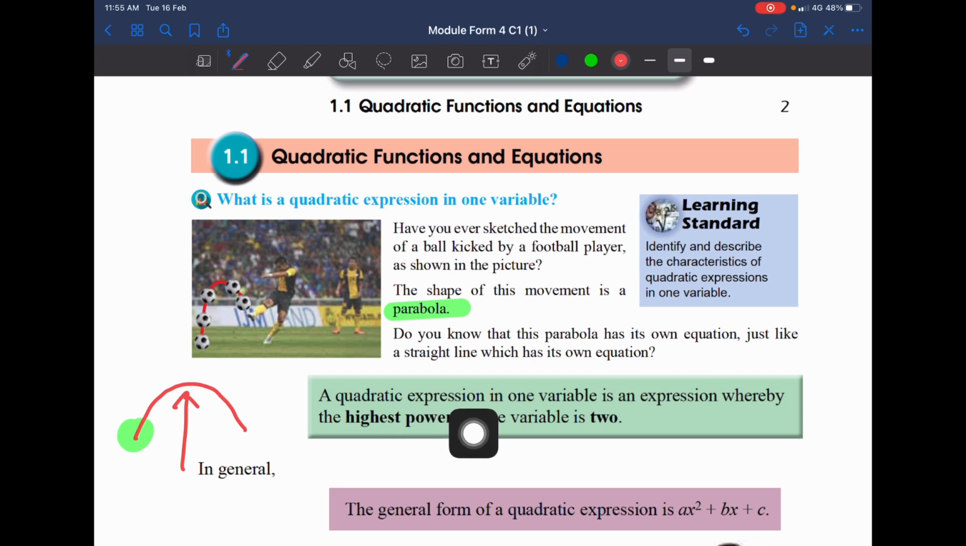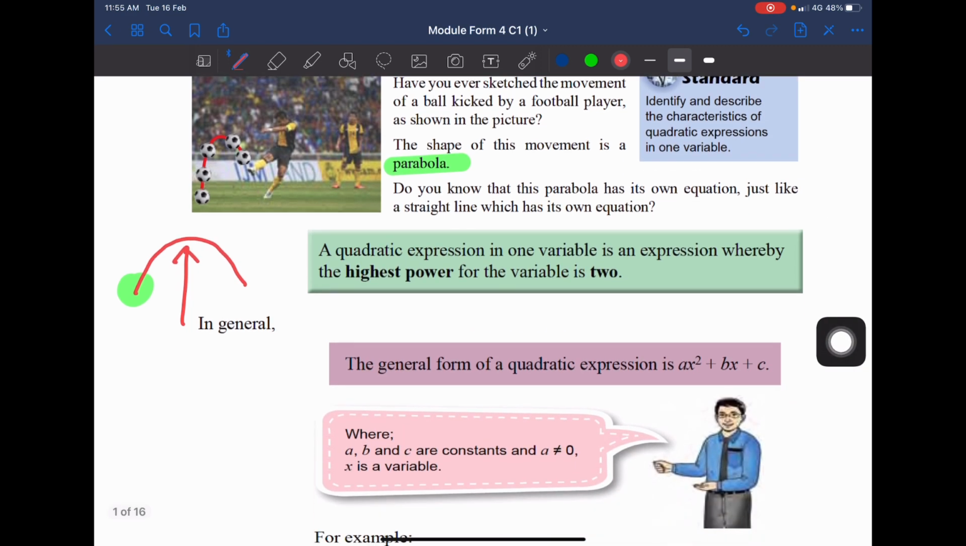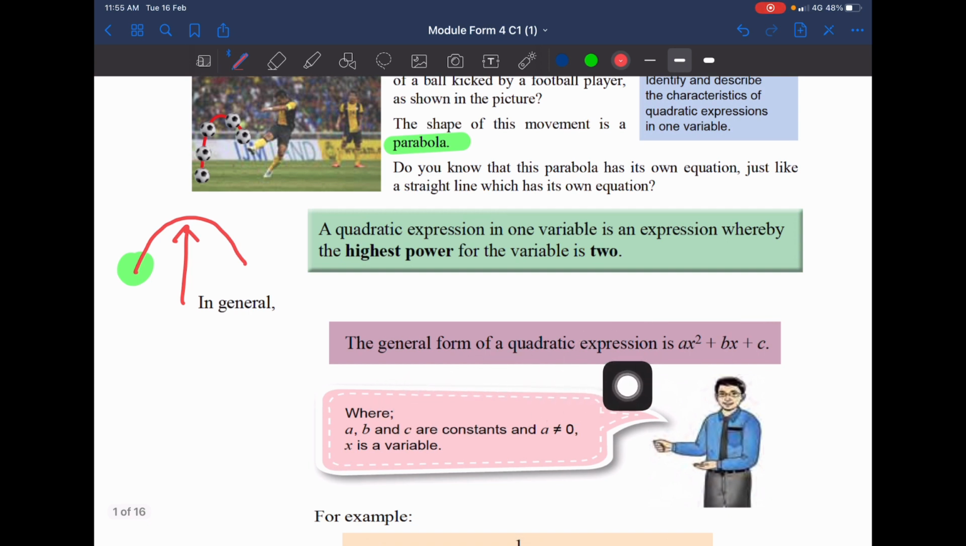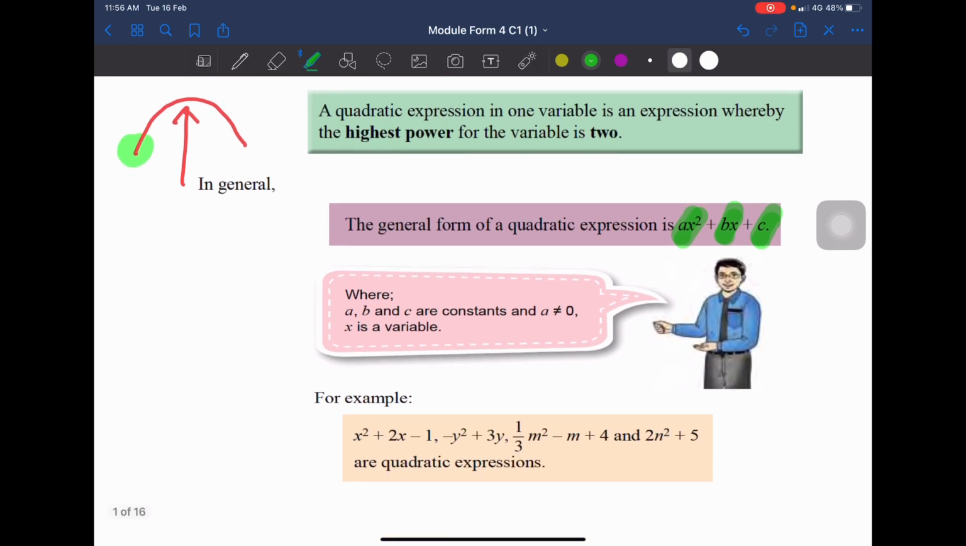Okay, a quadratic expression in one variable is an expression whereby the highest power for the variable is 2. The general form of a quadratic expression is ax square plus bx plus c. Tengok di sini. Kita ada ax square, lepas tu kita ada bx plus c. This is the general form of a quadratic equation or expression, where a, b and c are constants and a cannot be zero.